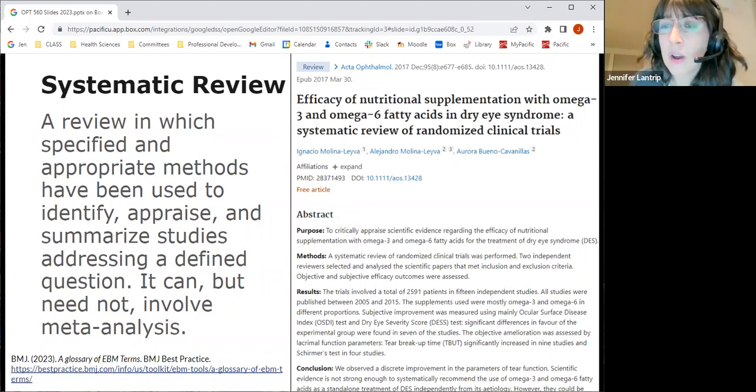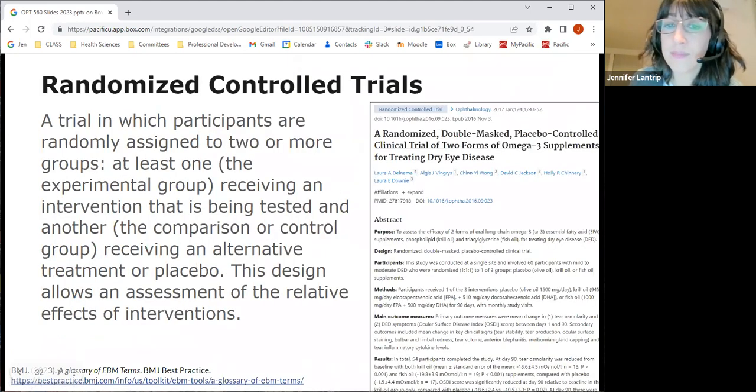So while systematic reviews and meta-analyses are synthesized evidence, they are also studies in themselves because they have a particular design and are laid out like a research study with methods, results, and discussion sections. We've already talked about randomized controlled trials.